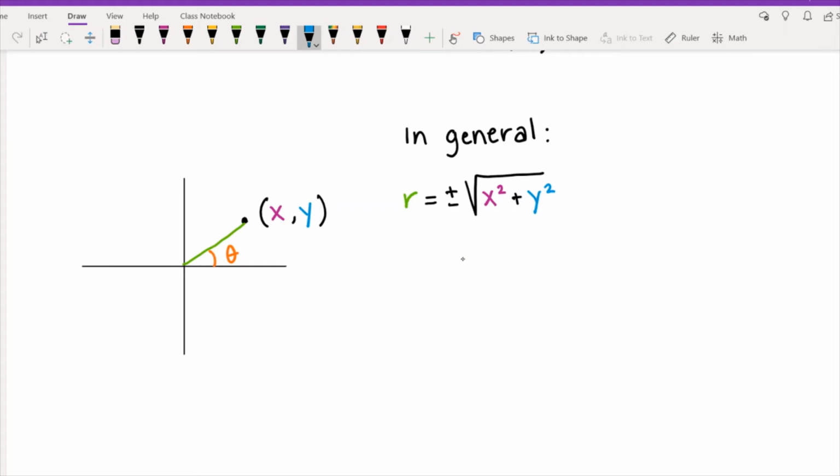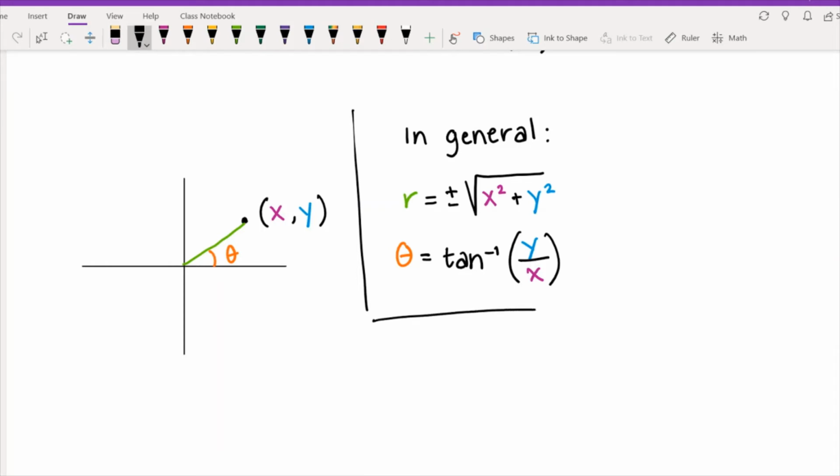And so when you're finding r, typically you want to actually find the angle first. And then once you have the angle, you can figure out whether r is going to be the plus or the minus. So how do you find the angle theta? Well, you do exactly what we did in the previous example, which is you take inverse tangent of the y-coordinate over the x-coordinate. So this is how you can always translate from rectangular to polar coordinates.